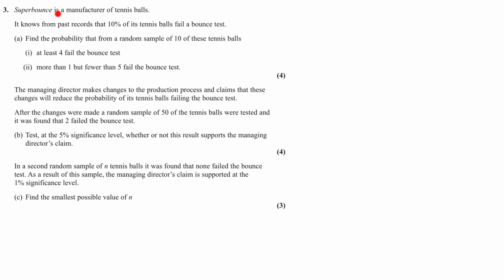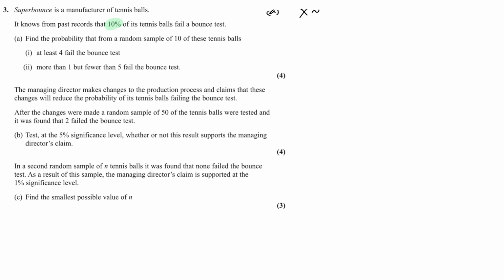So here we have Super Bounce, manufacturer of tennis balls. So from this, 10% of its balls fail a bounce test. It's quite a high percentage. Find the probability that from a random sample of 10 of these tennis balls, at least 4 of them fail the bounce test. Now, this is pass or fail, isn't it? Two different sets. We've got a set probability here of 10%. So this is crying out as a binomial problem. So let's set that up.